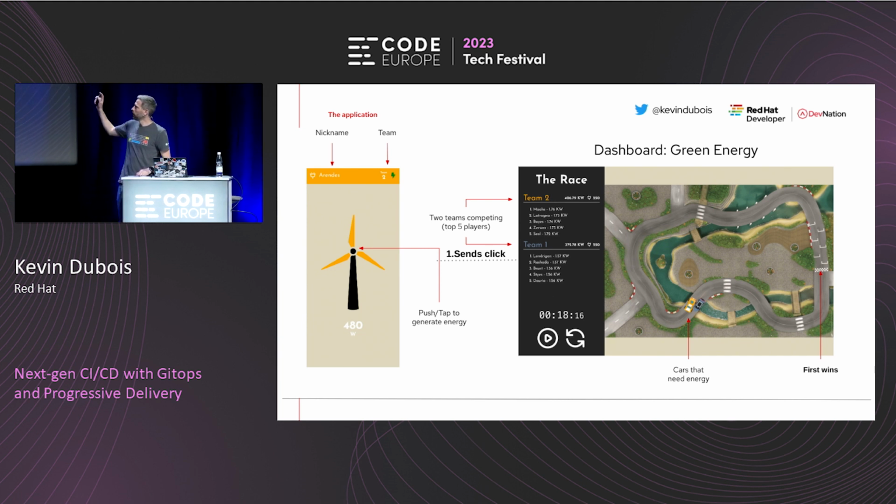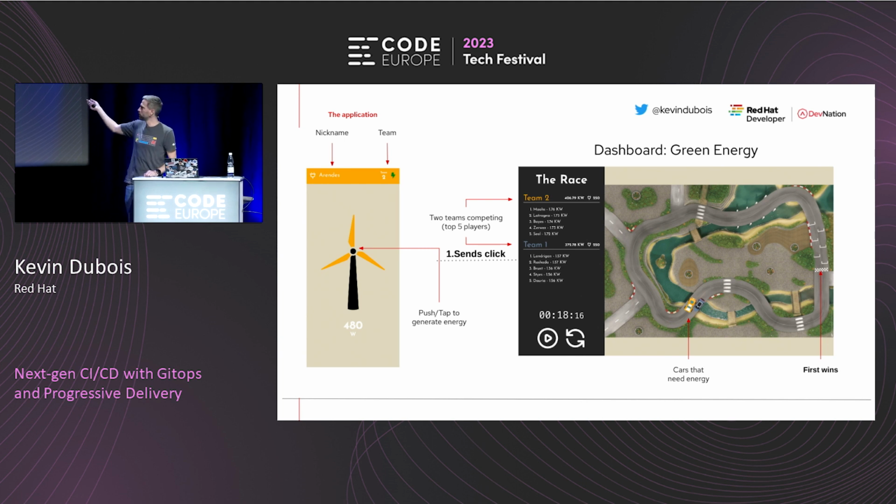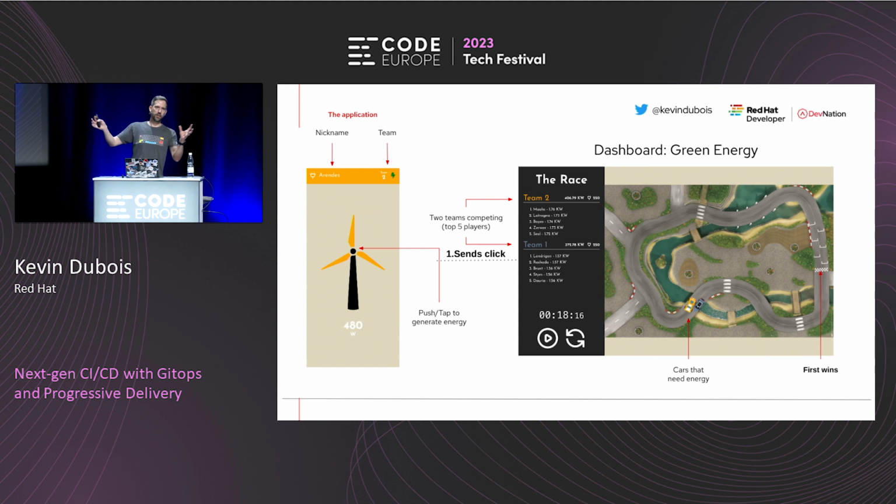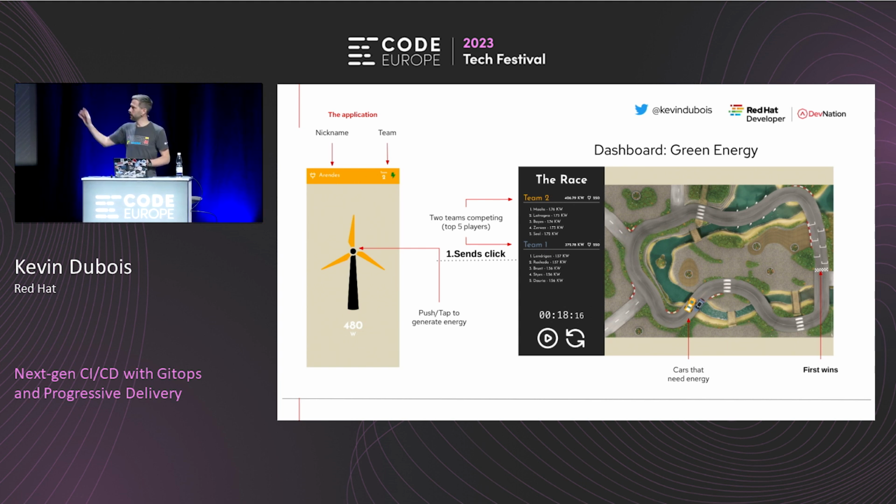So we're going to do a little car race game, and we have these two cars there, and you're going to be randomly divided into two teams. And on your phone, you're going to see what's on the left there is a wind turbine.